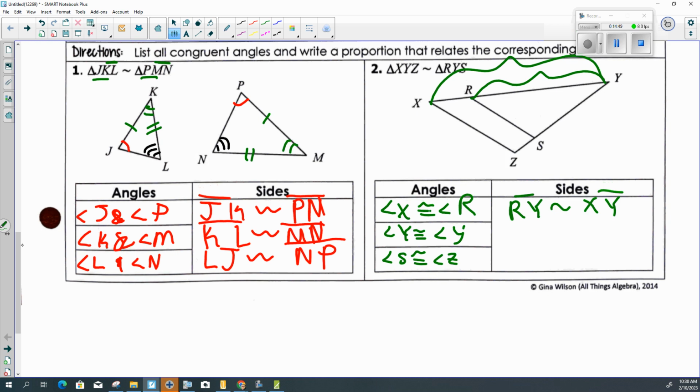Find another side. Do you want to do these two sides or do you want to do these two sides? It's your choice. Yeah, so those are also similar. So say I wanted to do RS and SR. No, RS is similar to XZ. Small triangle, big triangle.